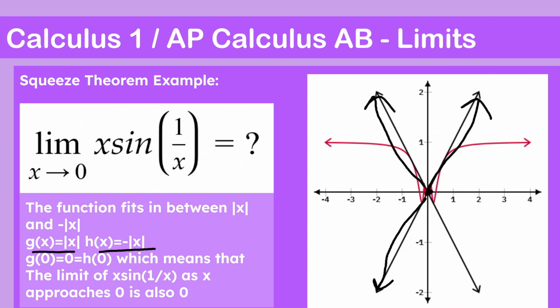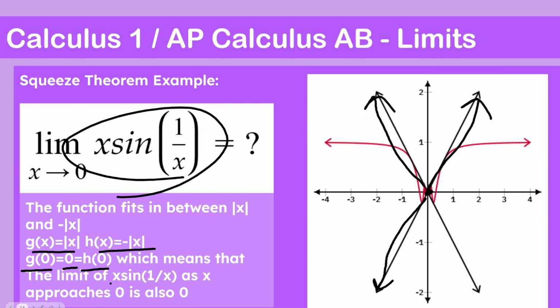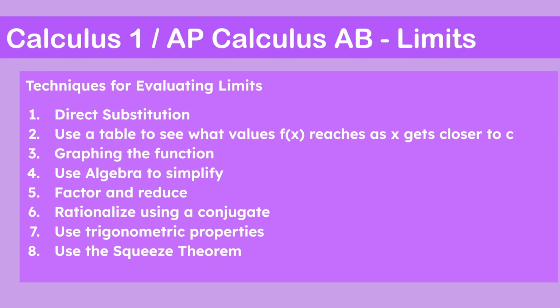So when x equals 0, g of 0 is equal to 0, and h of 0 is equal to 0. But since f of x, this is f of x, is squeezed in between g of x and h of x, that means that the limit of x sine 1 over x as x approaches 0 is also 0 due to the squeeze theorem.